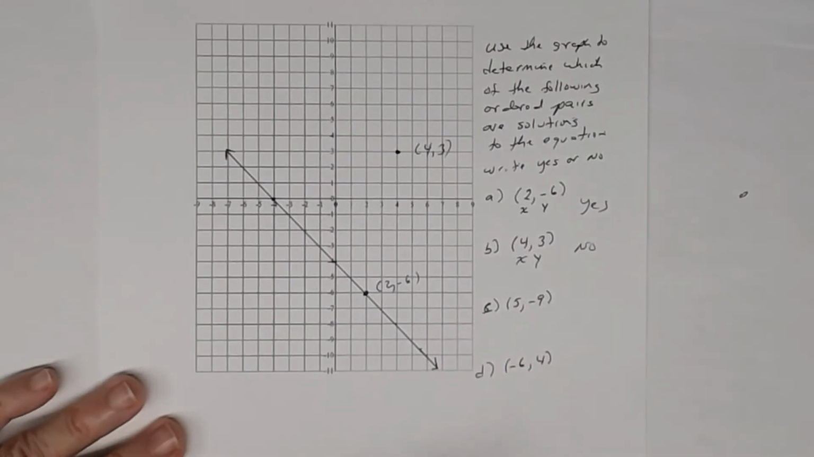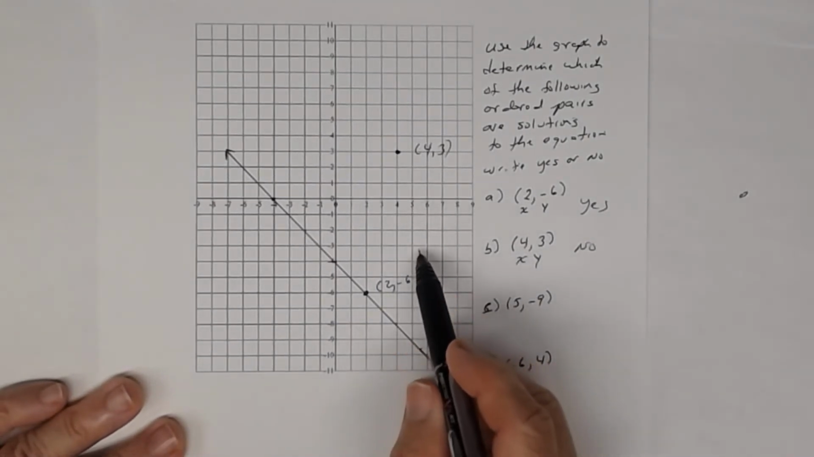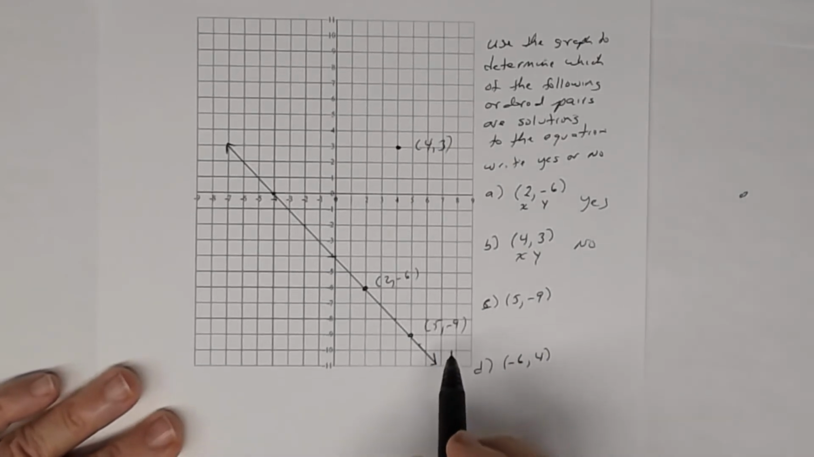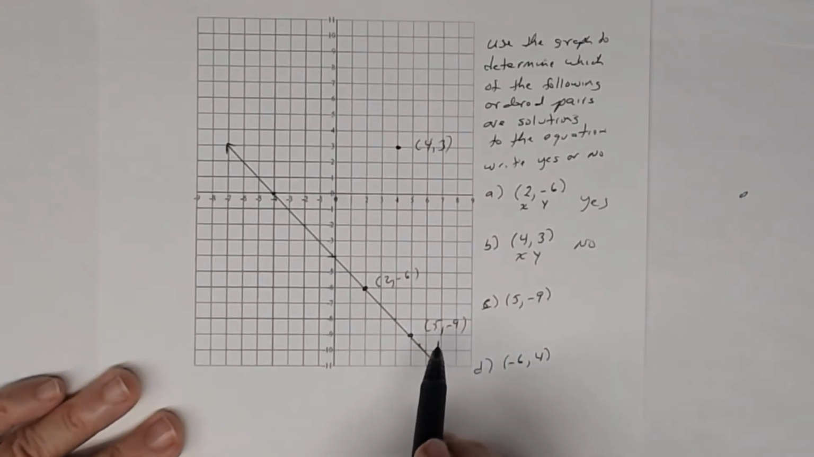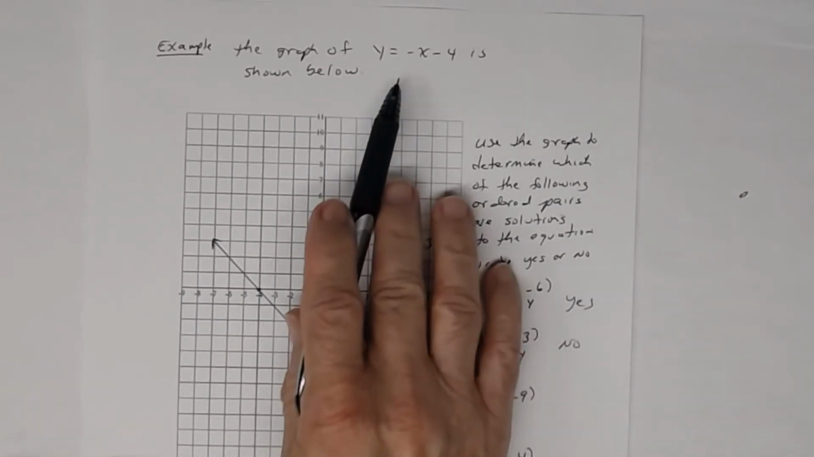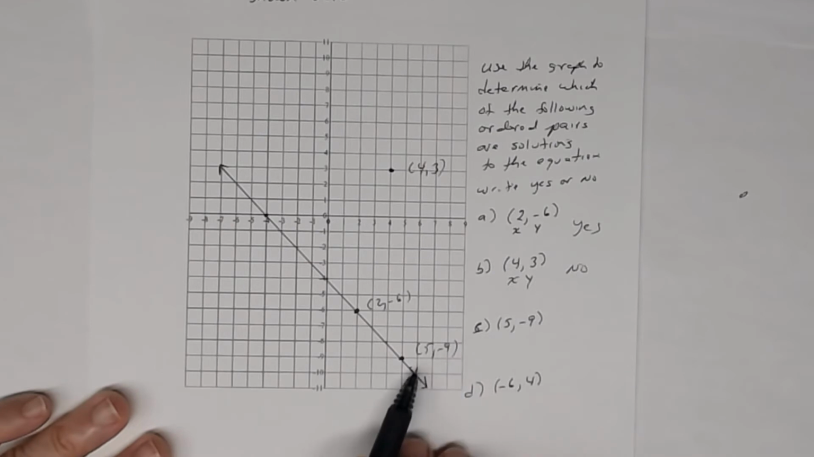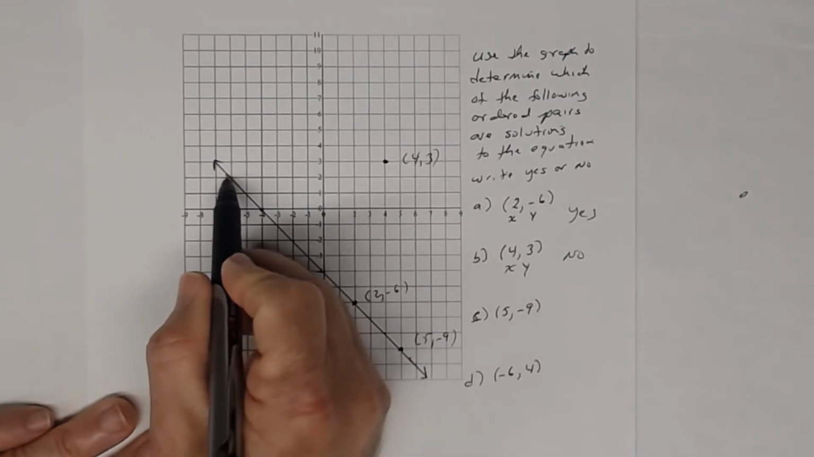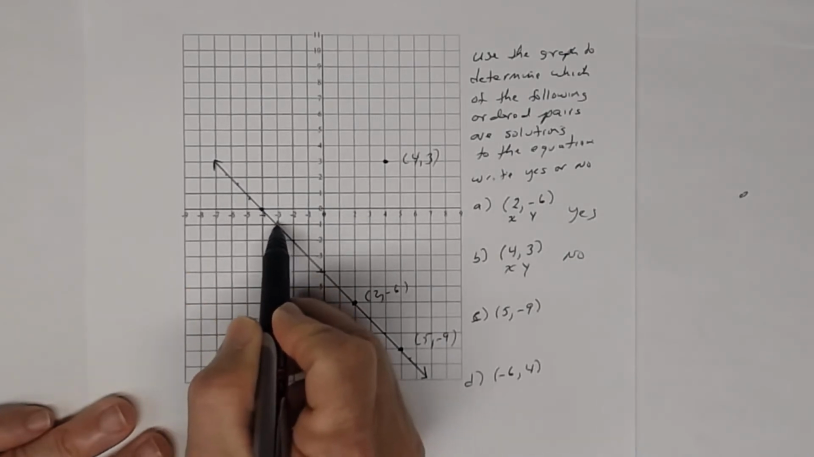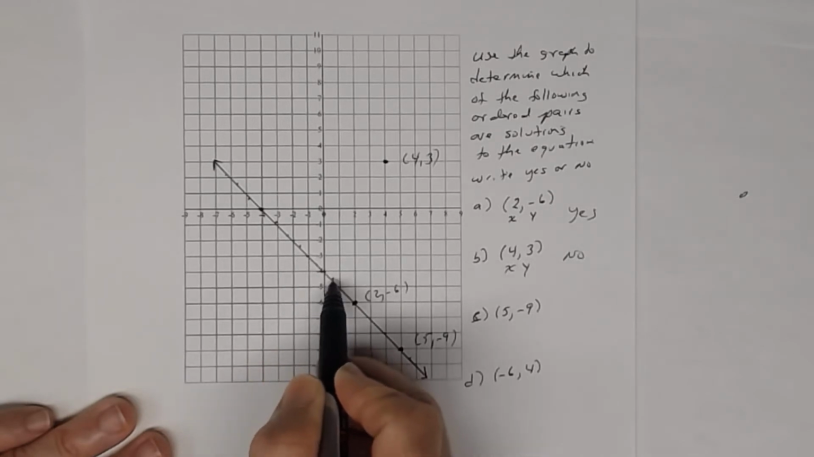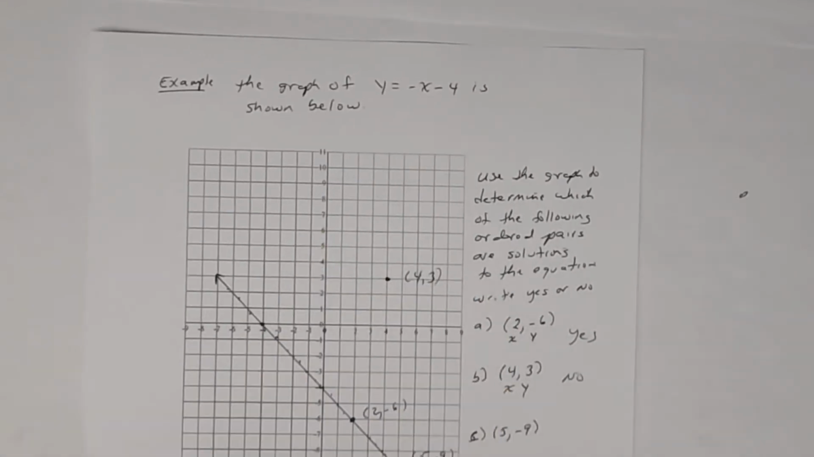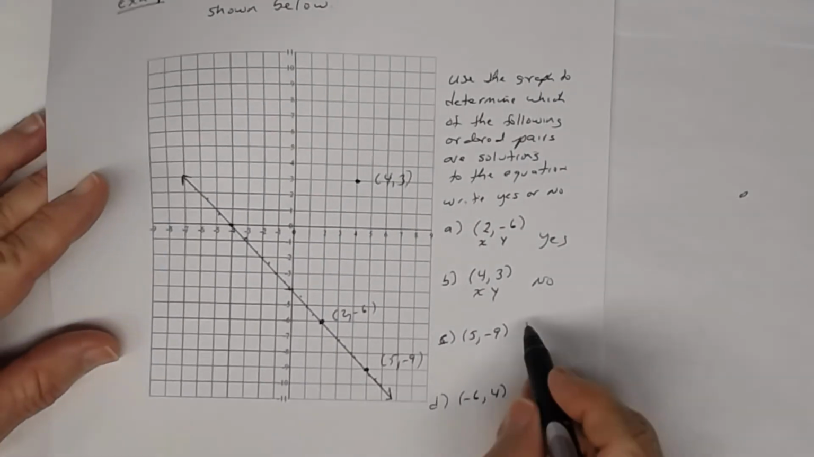Next one is 5, negative 9. Let's plot the point 5, negative 9. You go to the right 5, down 9, and that's this right here. So here's the point 5, negative 9, the ordered pair. Is 5, negative 9 a solution to this equation? The answer is yes, because 5, negative 9 lies on the graph. In fact, remember we talked about how every point on this line, every real number, and there are an infinite number of real numbers here, is a solution to this equation. So for part C, the answer is yes.